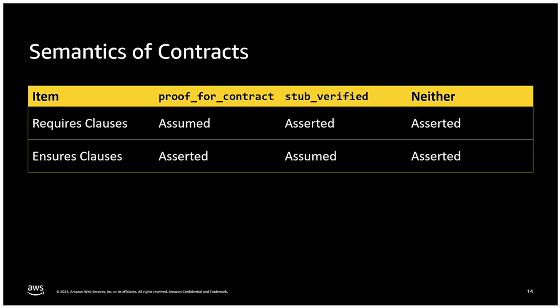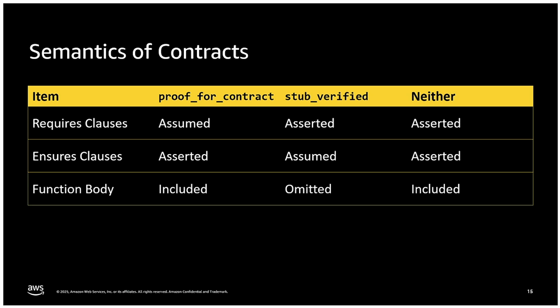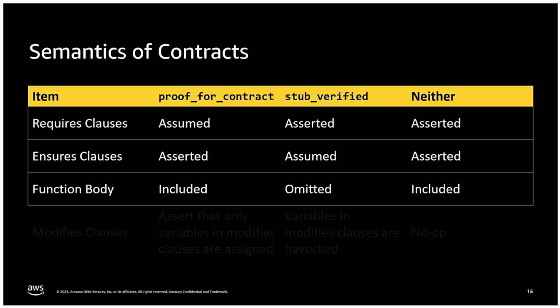For ensures clauses, postconditions, they are asserted in a proof for contract context. They are assumed in a stub verified context, and they are also asserted otherwise. For the function body, as you would expect, it's included in a proof for contract context. It's omitted in a stub verified context, and it's included otherwise.